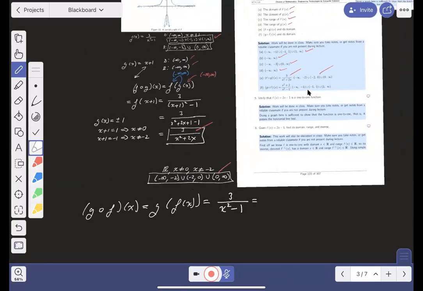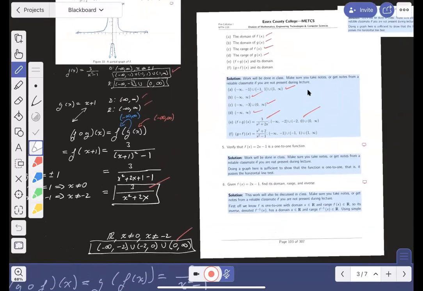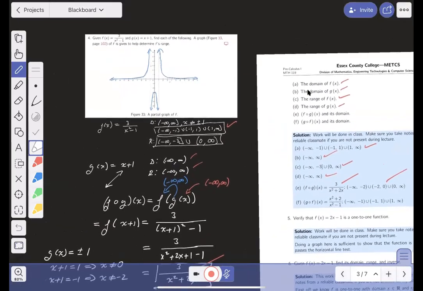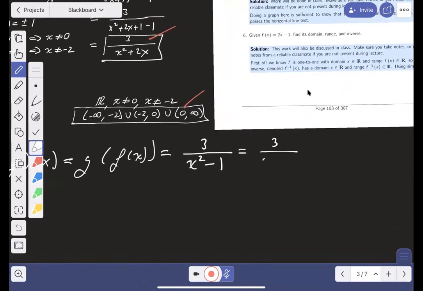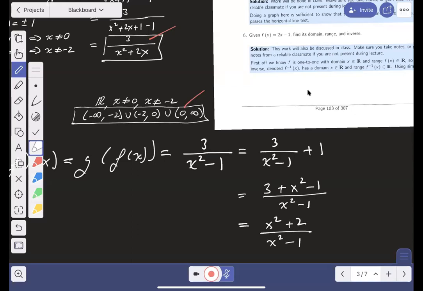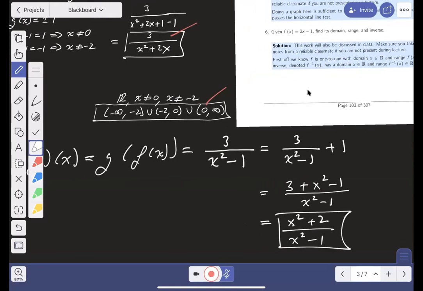All right, and let's go back. I want to point out that you know about G. And what's G? G takes the argument and adds 1 to it. So I'll put that down for you. Now someone's going to say, can I just box that? Yeah, you can, but I want to do a little bit of work, right? Common denominator, x squared minus 1. Then I would get 3 plus x squared minus 1, which would give me x squared plus 2 over x squared minus 1.